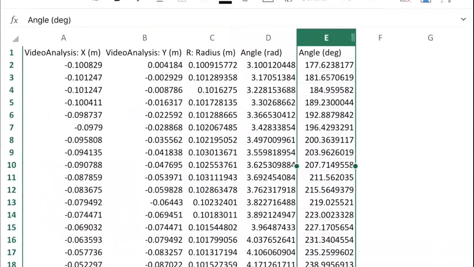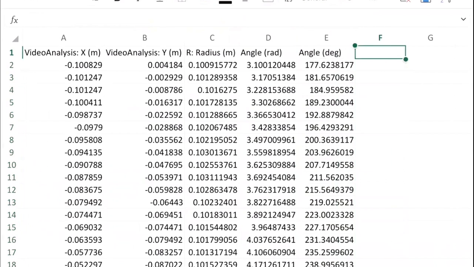What we're going to do now is we're going to find the sine function, the cosine function, as well as the tangent function. So let's just do that.